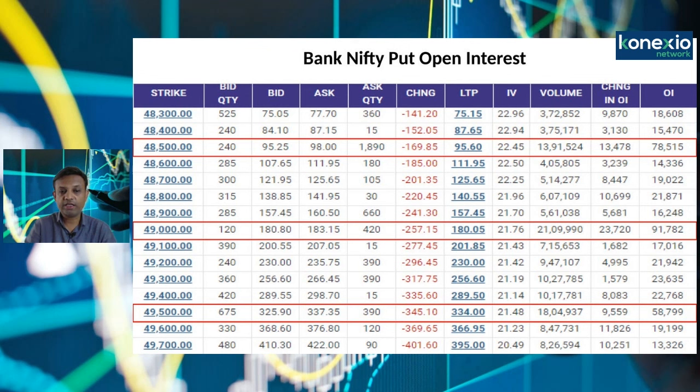So on immediate basis, 49,500 could act as an immediate support area. If that is broken, and if Bank Nifty breaches and closes below those levels, 49,500, then there are chances Bank Nifty can slip down to the levels of 49,000. And if it closes below those levels also, then there are chances that it can go down to 48,500. So most probably, looking at the volatility, I believe that traders should look out for the range of 48,700 to 48,500 to start building long positions from those levels.